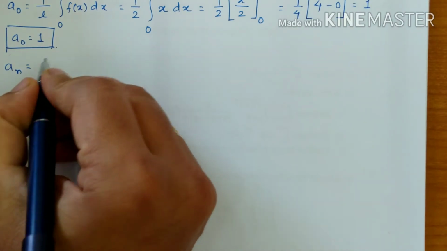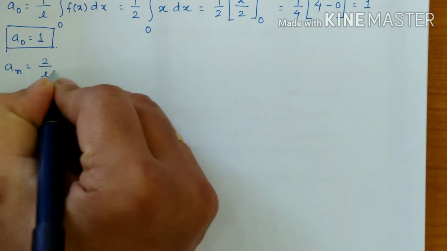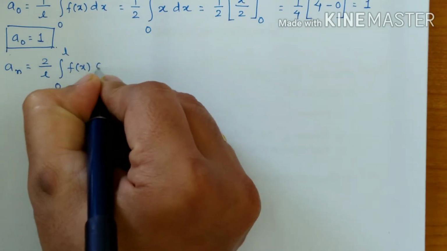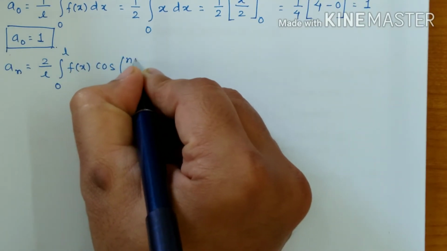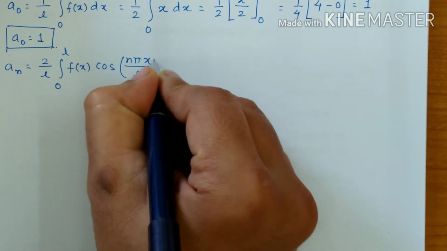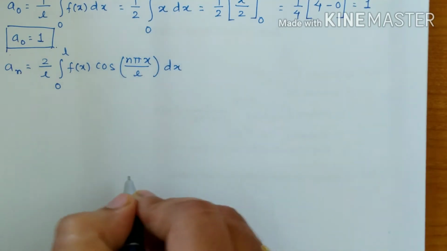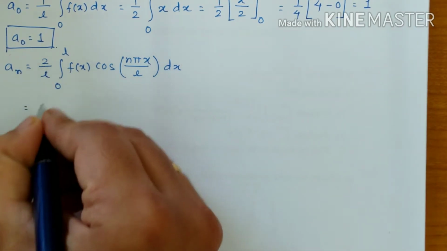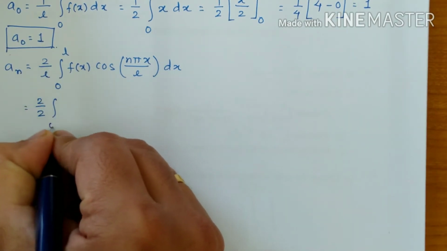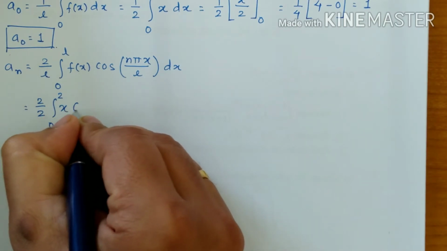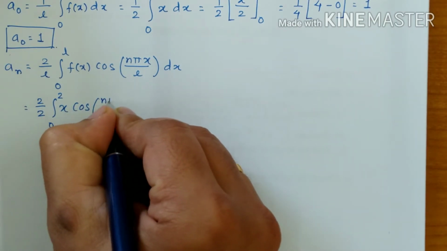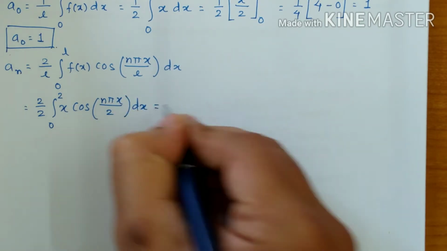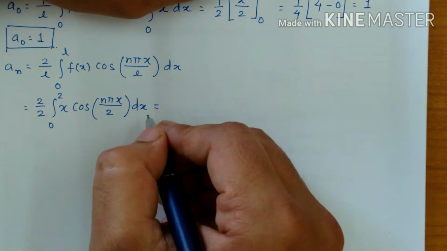An. What is an? An is equal to 2 upon L integration from 0 to L f of x into cos n pi x upon L dx. Now the value of L is 2. So when I substitute 2 here, we get 2 upon 2 integration from 0 to 2 x into cos of n pi x divided by 2 into dx. The 2 upon 2 gives us 1.